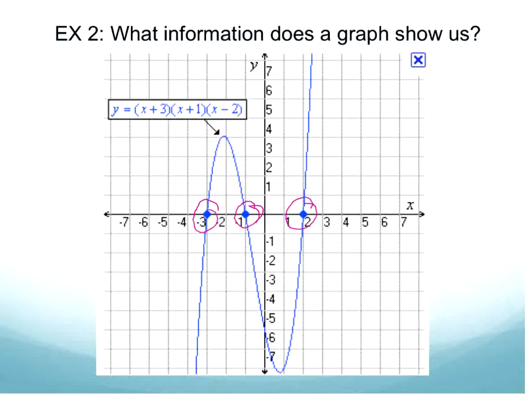So what information does the graph show us? The graph shows us our solution. So let's all write the word solutions. And let's write down my 3 solutions. So -3, -1, and 2. Those are my solutions.